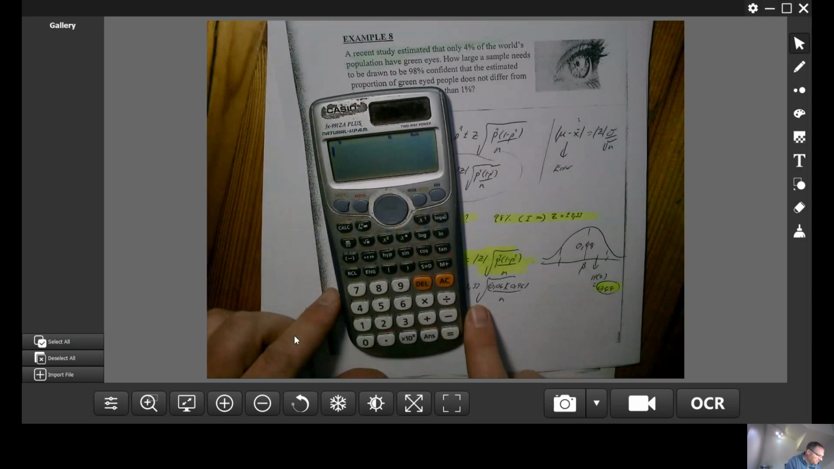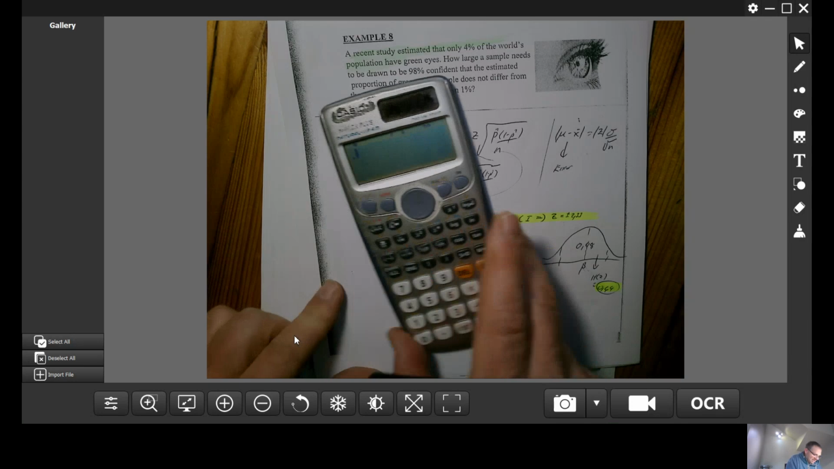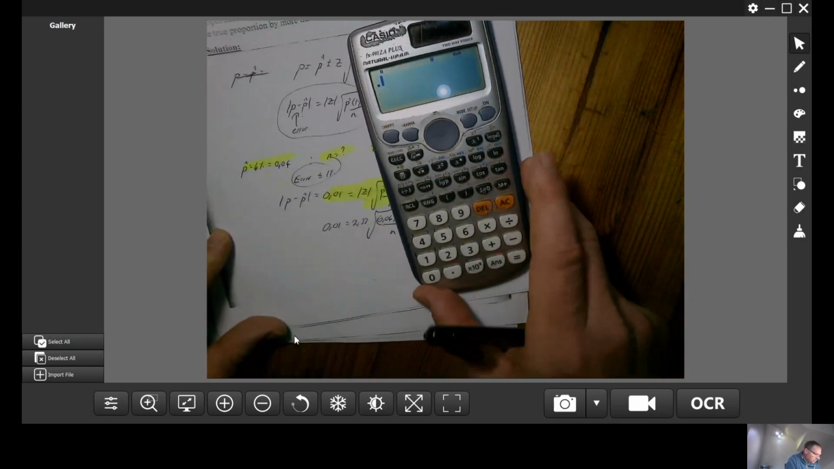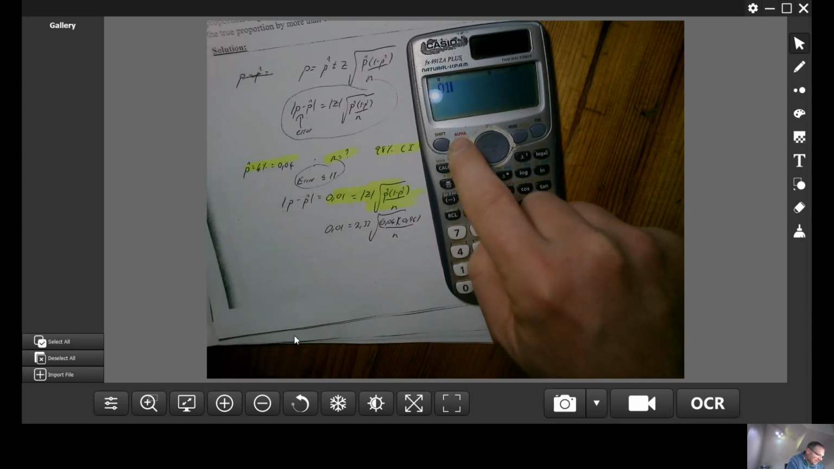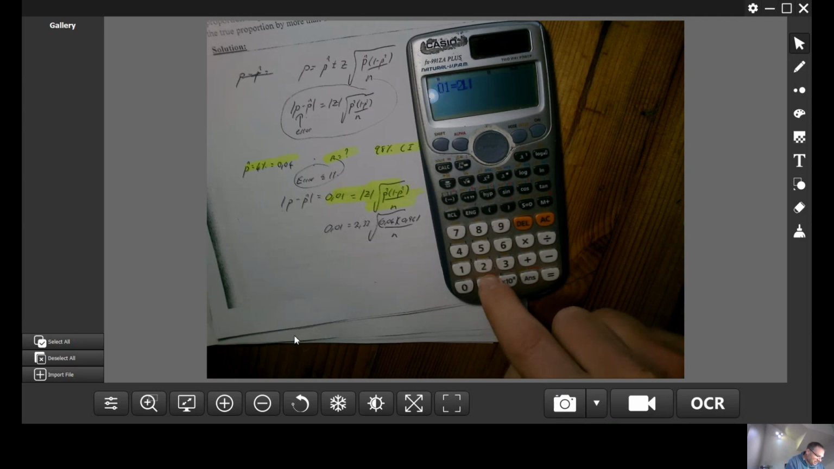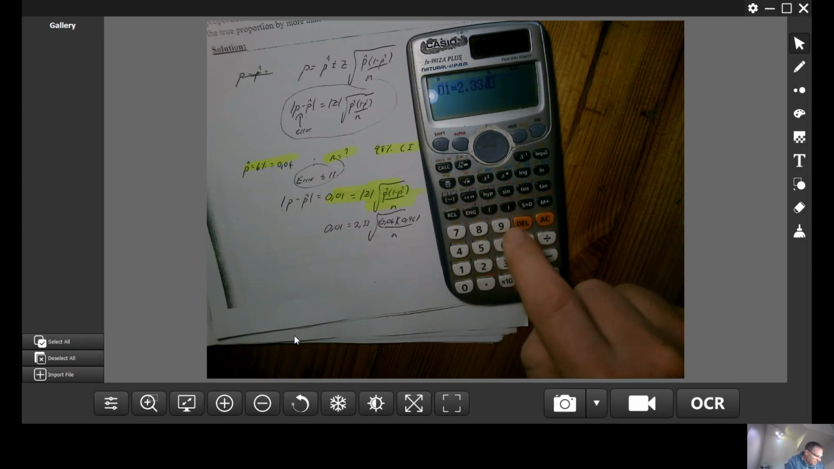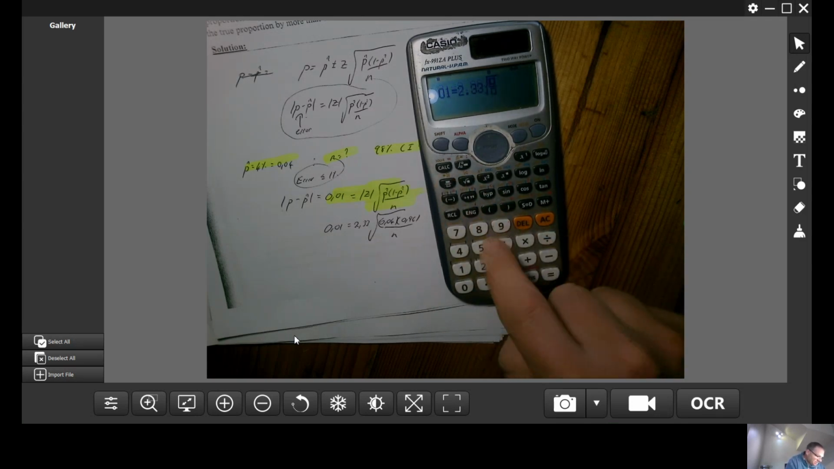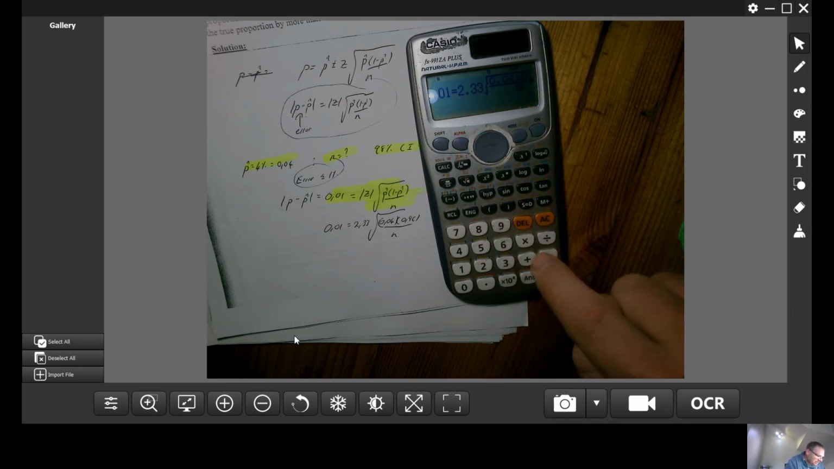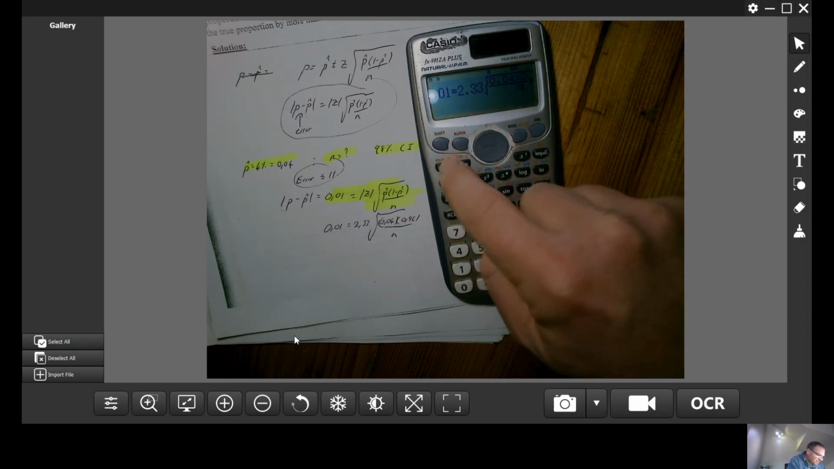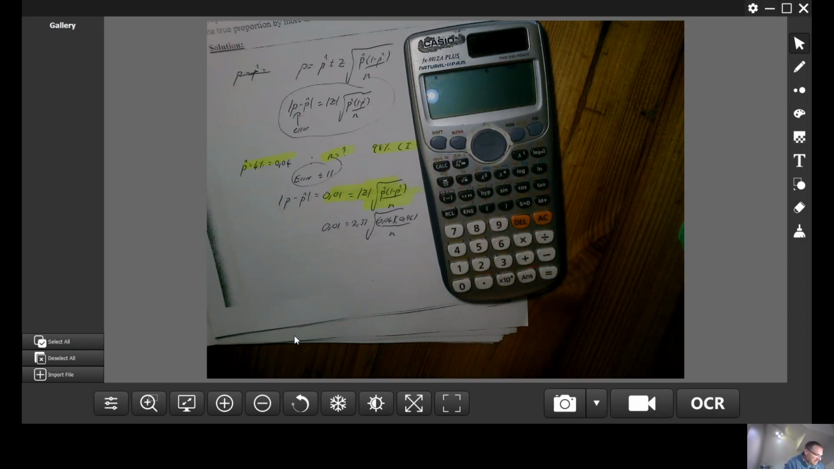So let's try it. I'm trying to remember how this works. Let me see the calculator. 0.01. Okay. Then we're going to go, don't use your normal equal, remember, go alpha equals 2.33 square root of fraction 0.04 times 0.96 over our variable, which is alpha x. Remember, now don't press equal, press shift and solve. Solve for x, and we're at.